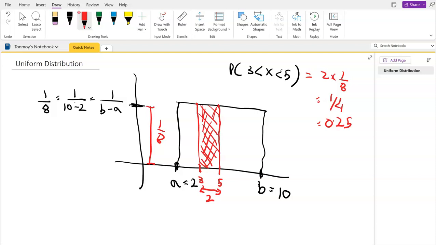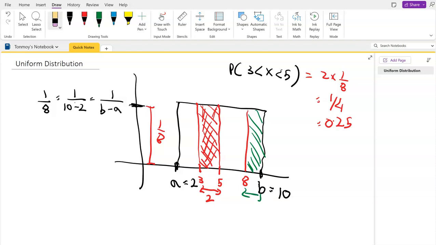On the other hand, if I were to find the probability of, let's say, between 8 and 10, between these two numbers, we would do the same thing. We would find the distance between these two, which is 2, and the height 1/8, so we would get 0.25.